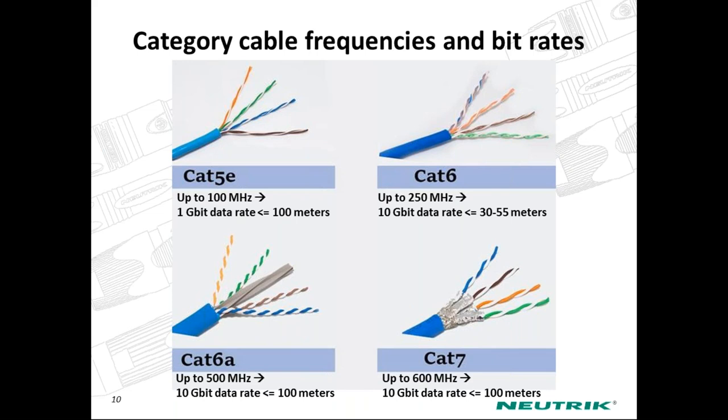But what really matters here with these frequencies is you take the frequency, you do some encoding on a wire pair, which gets you more voltages per cycle, more different values per cycle. Then you have four twisted pairs, so multiply that all by four, and that's how you can get up to the data rate in gigabits.